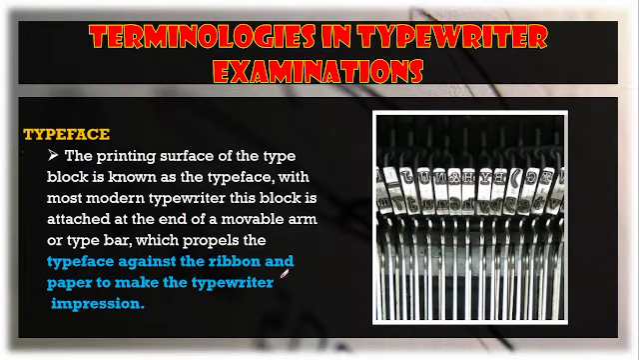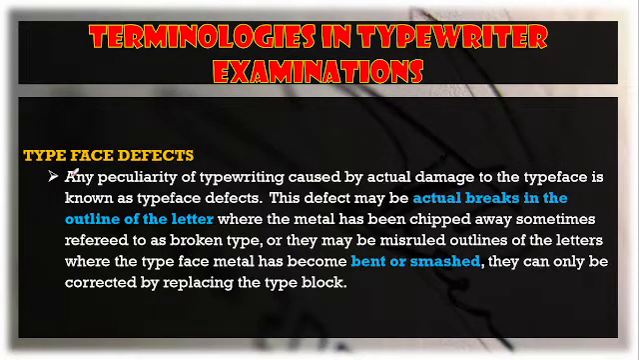Okay, and typeface, as I've mentioned a while ago, this is the one that is in contact with the ribbon, okay, and of course to the paper. So with that, in our illustration, this is an example of a typeface. As you can see, it contains the different letters or different characters. So nandyan symbols, nandyan punctuation marks, as well as numbers. So yon, ito po yung tumatama doon sa ating ribbon. Okay, in order for the ribbon to transfer the pigment to the paper. Okay, so that is for the typeface.